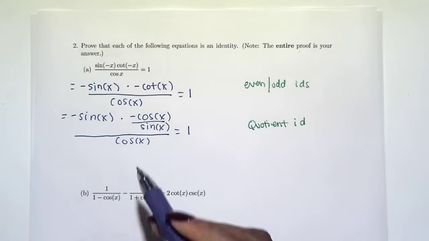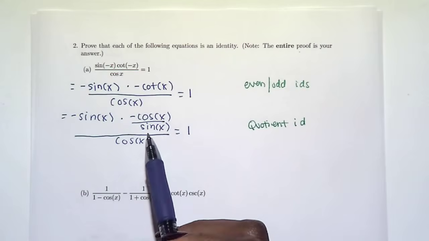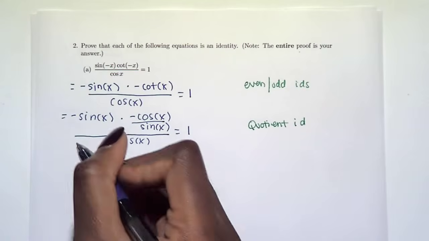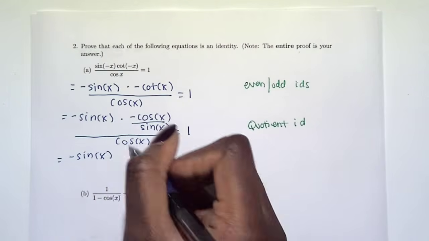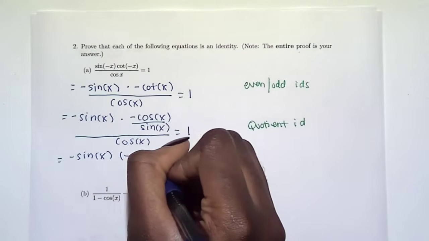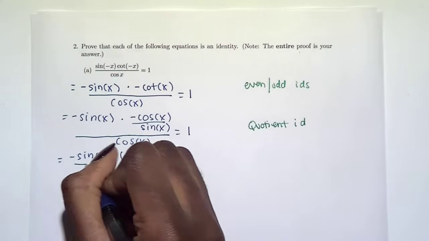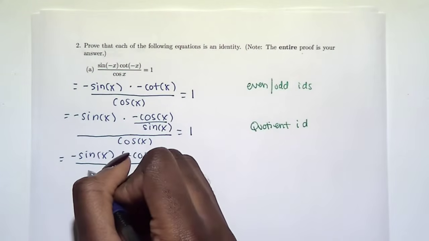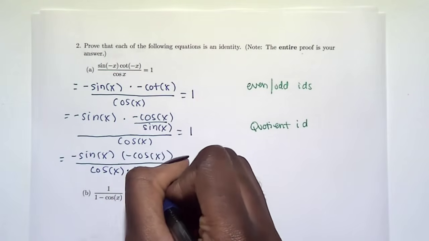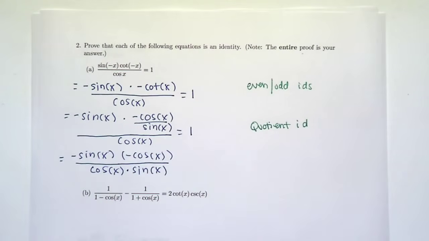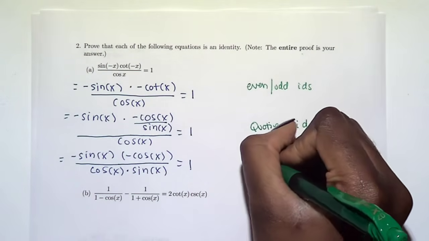Okay, notice I have a double denominator. That means these things are side by side. So we got negative sine of x, we also got a negative cosine of x at the top, and in the denominator, we got cosine of x times sine of x. Well, what do you know? All right, I just simplified the fraction.